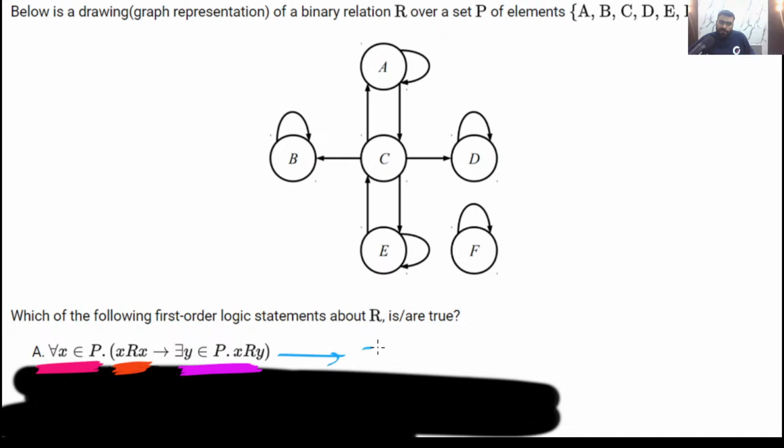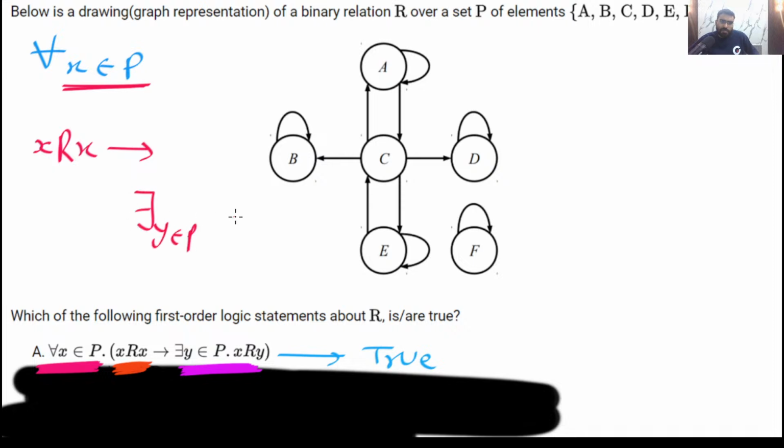This statement is definitely true. Why? What is the reason? For every element you can take any element, and this statement will hold: if X is related to X, then there exists some element to whom X is related.